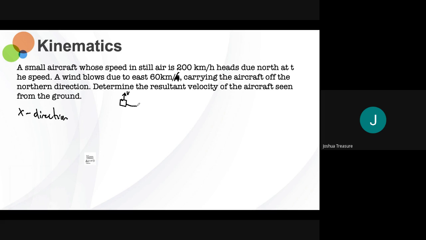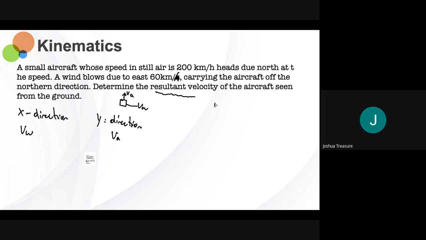Alright, so you have VW in this direction. Now, in the x direction, we have VW. And in the y direction, we have the velocity of the aircraft, let's call it VA. All right. How do you calculate now the resultant velocity? How do you do that?